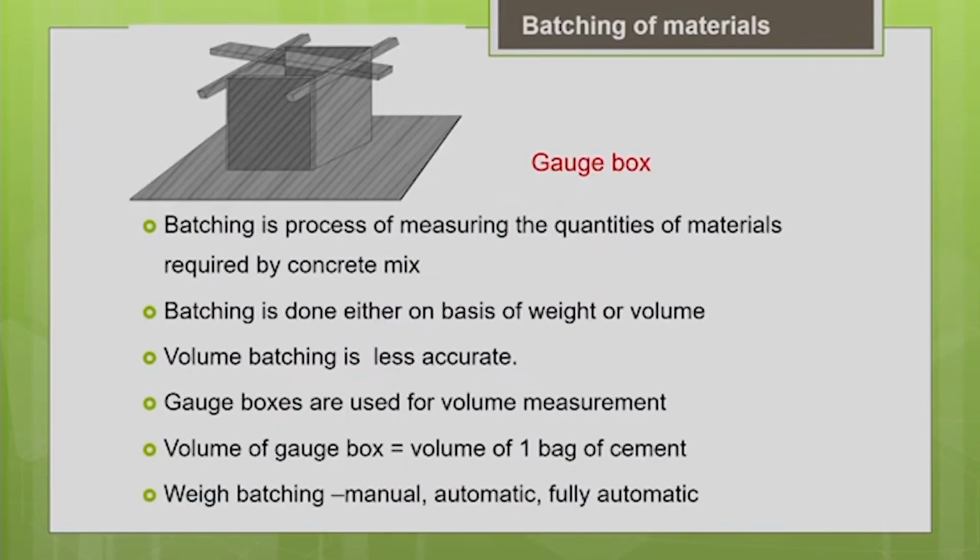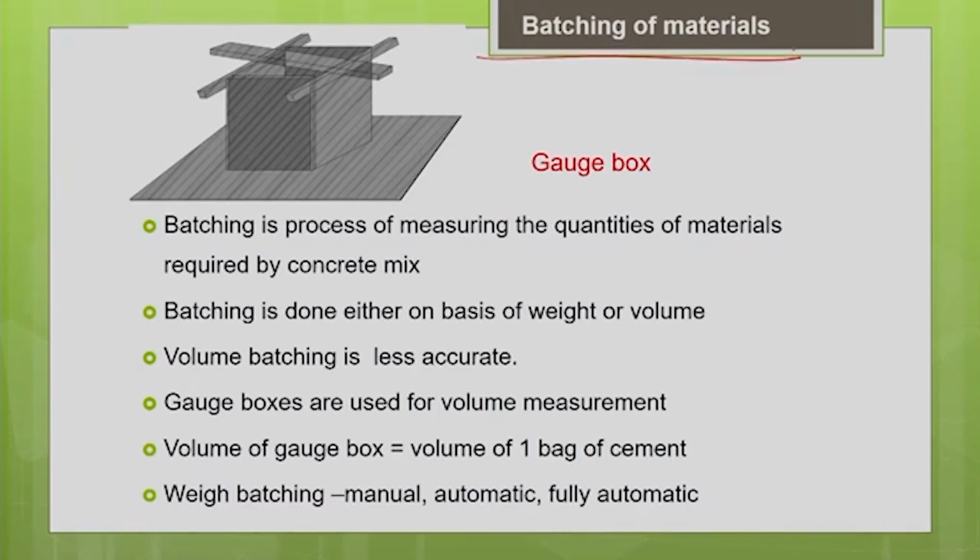So let us start with the first step. Once you do the mix design, once you know the mix proportions, you need to first do the batching of the material. Batching is nothing but measurement of your quantity of material. This you can do either on a volumetric basis or on a weight basis. Very commonly you can see that in project sites, people prefer volumetric basis only because it is very convenient to them to measure on the basis of volume.